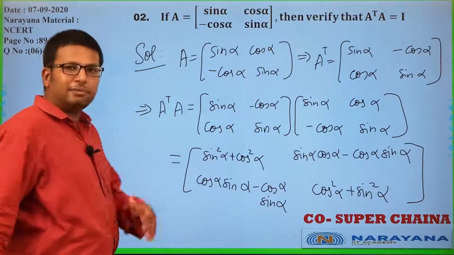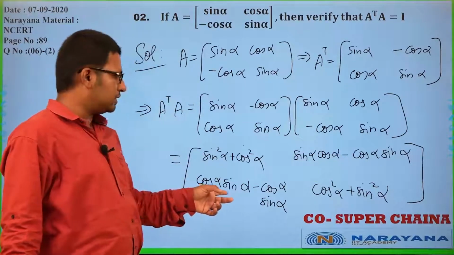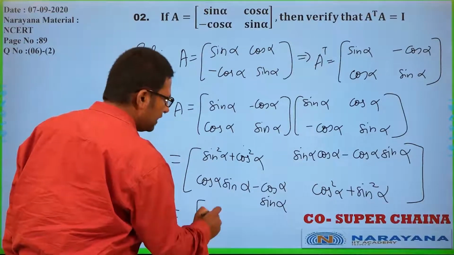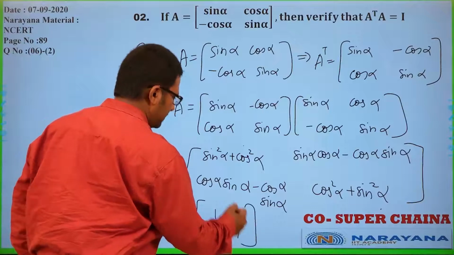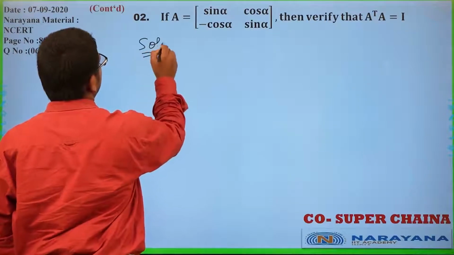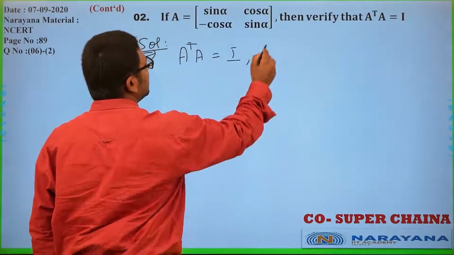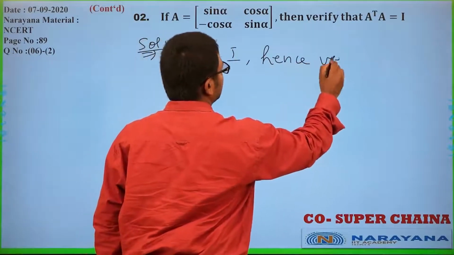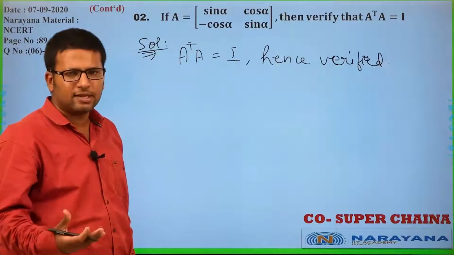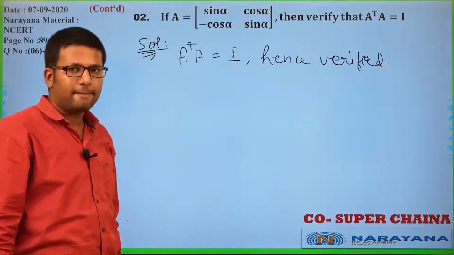Right? It should be pretty clear to you by now. This is 1, that is 0. Cos alpha sin alpha minus cos alpha sin alpha is 0 again, and 1, right? So this is actually [1 0; 0 1]. Therefore, A transpose A is actually I, hence verified. Now all these verification problems are, first of all, so that you become comfortable with multiplication. Second of all, learn to identify this matrix as an orthogonal matrix. Okay? Alright.